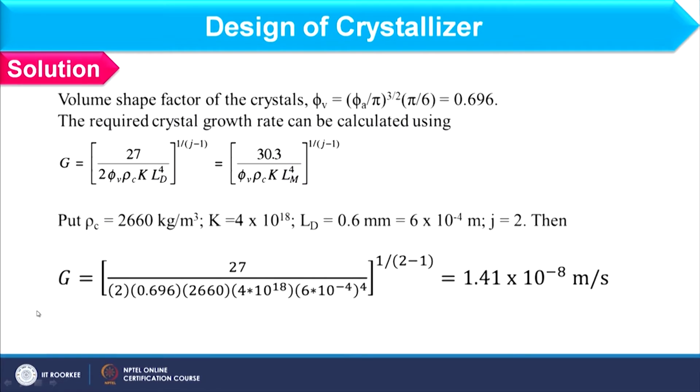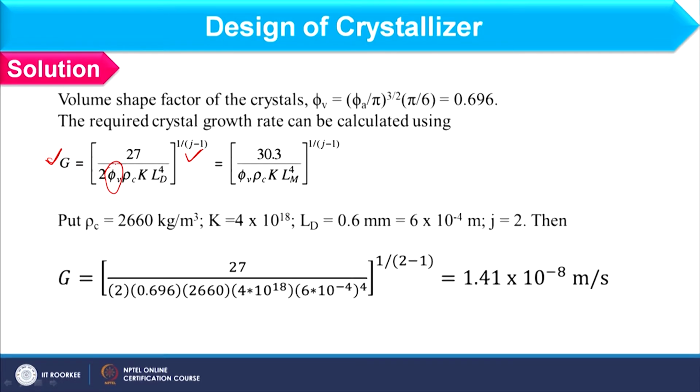To decide the volume of the crystallizer we should calculate the growth rate, which is basically required for the volume and shape factor. The expression of G is 27 divided by 2 phi V rho C K LD power 4, and the whole expression to the power 1 by (j minus 1).